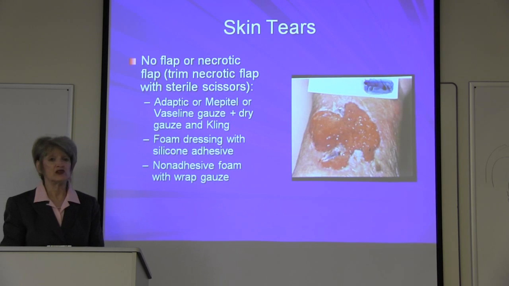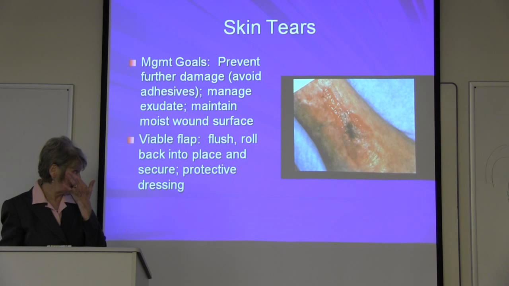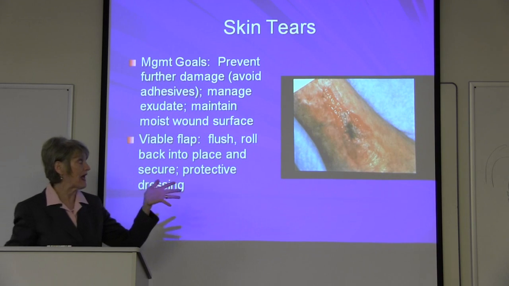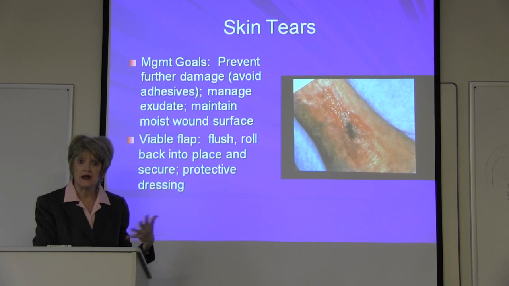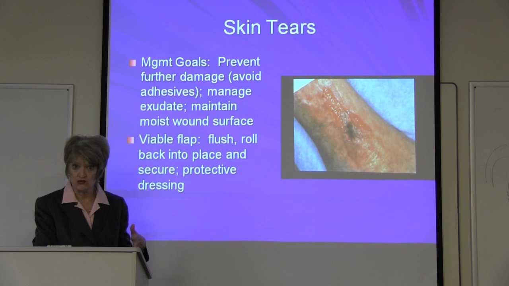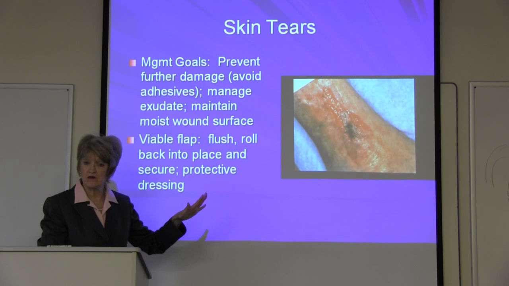Now, I did want to differentiate between management of a skin tear that has an intact flap and management of a skin tear with no flap. So let's go back. Here you have a skin tear with a flap. Now this flap actually is necrotic, so we're going to have to trim that flap away, and it will become a skin tear with just an open wound. But what if that flap was viable? Let's assume for a moment that this is a viable flap and that this skin tear has just occurred.